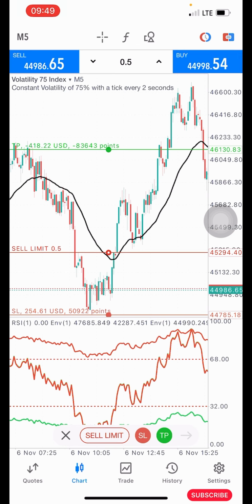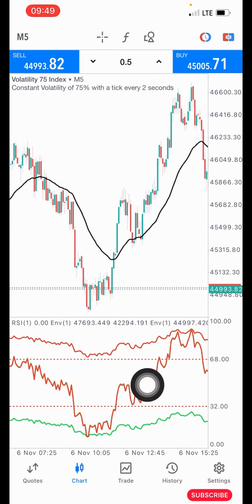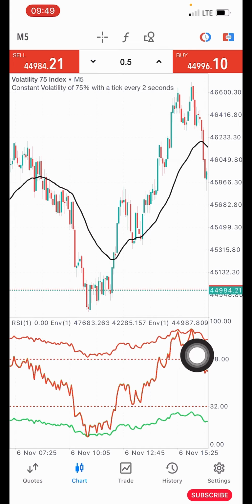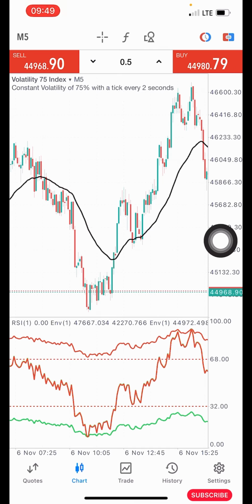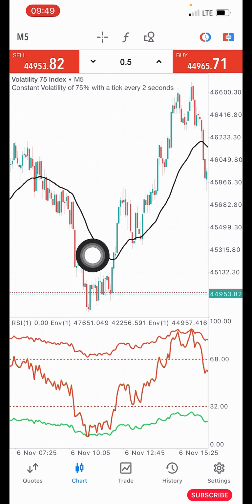Or you can decide to use the indicator to identify your TP, which is allowing it to get to the 68 level here. Then you close, or you wait for it to touch this red line here on the upside, which is the overbought level here, before you exit the market. It's as simple as that. So that's how you take a buy entry using this strategy.